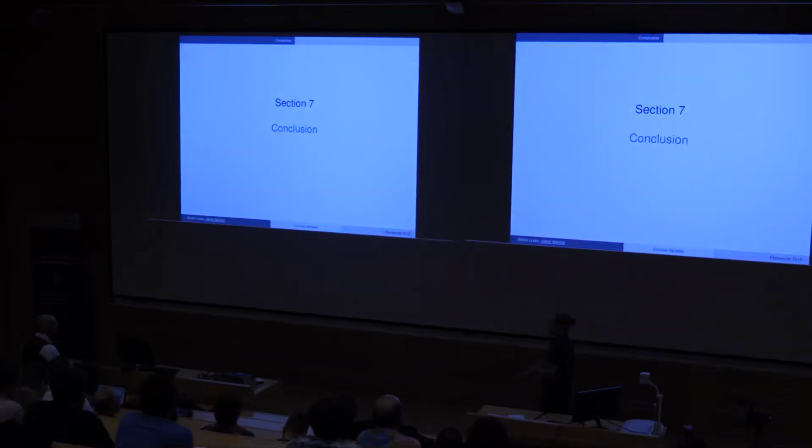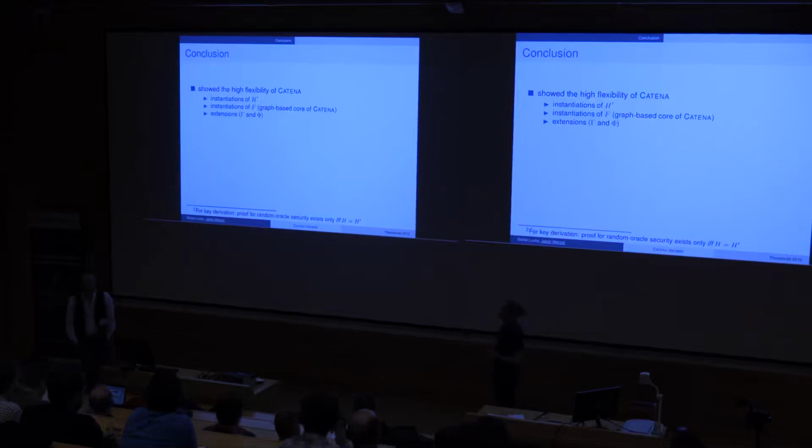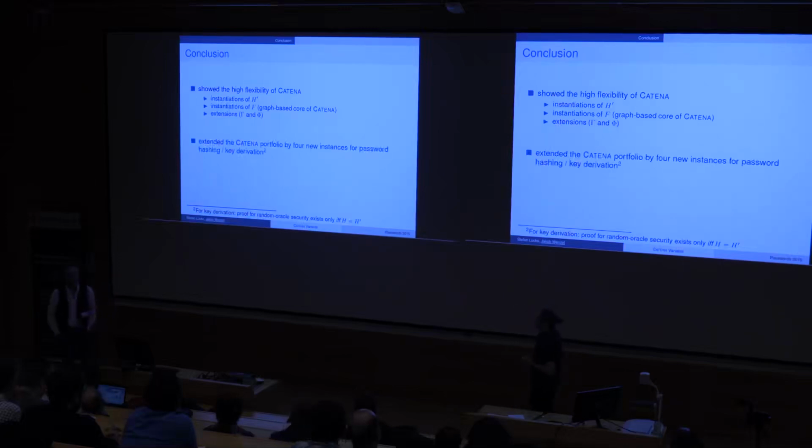And now I come to the conclusion. Sorry for the high speed. What we have shown is that Catena is a quite flexible framework. We can replace a lot of the underlying primitives and schemes, as long as they provide certain security goals. We looked at different instantiations of H prime and the graph-based instantiations, and we introduced two extensions to our scheme for certain security reasons. At the end we had four new instances for password hashing, and we can use the same instances with bigger graphs, replacing the reduced hash function with cryptographic hash functions. Then we can use these instances for key derivation.